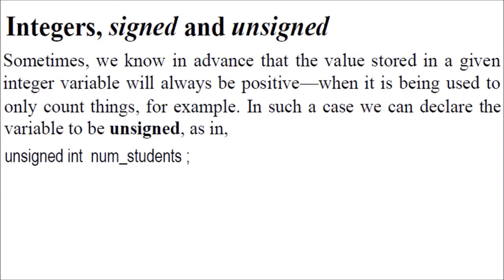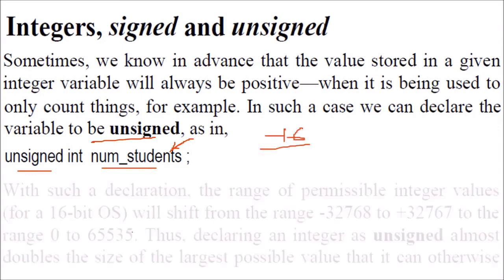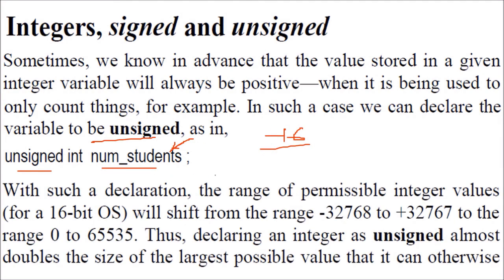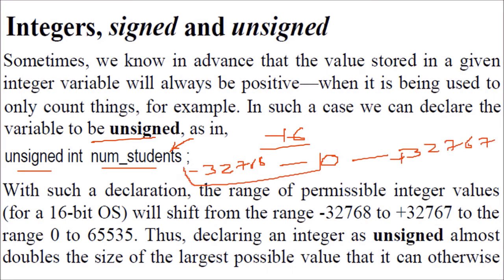Integers, signed and unsigned. You know that integers are capable of handling negative as well as positive values, numbers which are not decimals. So when we declare something as unsigned int num students, we know that the number of students can never be negative. Can you assume that your students are minus 16? That is not possible. So with unsigned, you are actually shifting the range. This is 0, this is minus 32768, and here you have 32767, which is plus. So you don't want this area. You are saying that I don't want signed values, so you are putting unsigned, and you are taking this range and adding it up here.